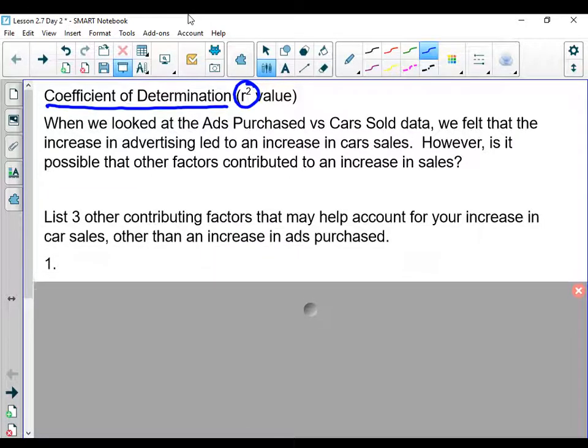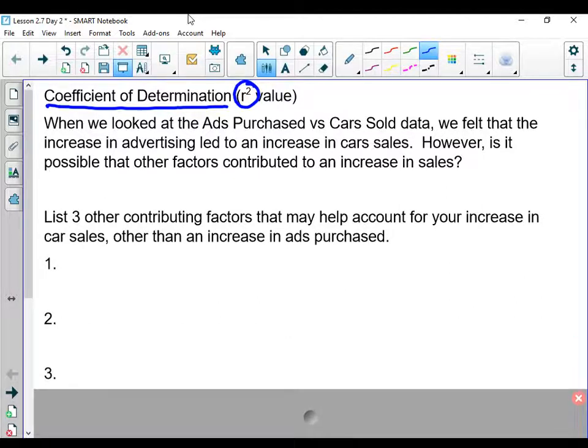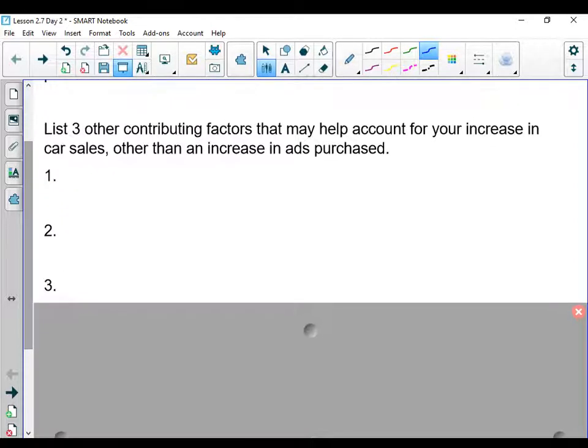So here's what I want you to think about. I want you to pause the video here in a second, and I want you to list 3 other contributing factors that may help you account for your increase in car sales, other than that increase in ads purchased. So come up with 3 different things that you think, okay, well, it wasn't really the ads, it was something else that led to those car sales. So go ahead and pause the video and write down 3 things that you think.